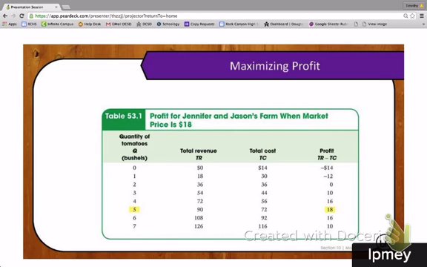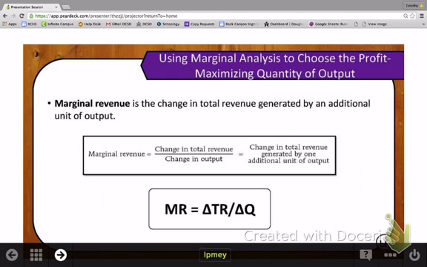Well, here's another example. You know, Jennifer and Jason on their wheat farm. Again, if they're producing tomatoes, you can see their total revenue from producing bushels of tomatoes, which they sell for $18 a bushel. You can see the total cost of producing it, and that their profit is maximized by selling 5 bushels of tomatoes, when the profit is $18. That's the greatest amount of profit. But how did we arrive at that? Well, we can use marginal analysis to choose the profit maximizing quantity of an output. Well, how do we do that?